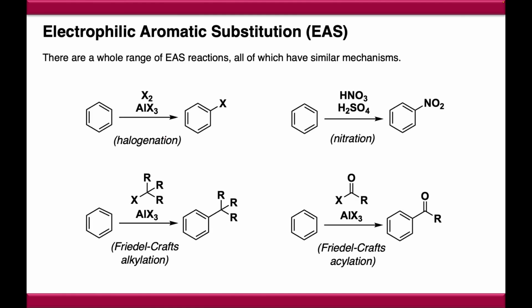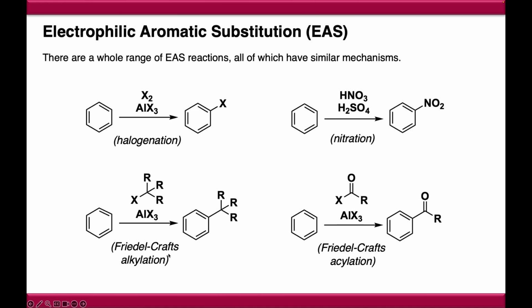So there's a whole range of different electrophilic aromatic substitution reactions. We've just seen halogenation. You can swap bromine for chlorine, Cl2, and that works just as well. But there's other reactions. Nitration is a really important one. This is how we attach nitrogen to benzene rings. So nitric acid and sulfuric acid is how you do that.